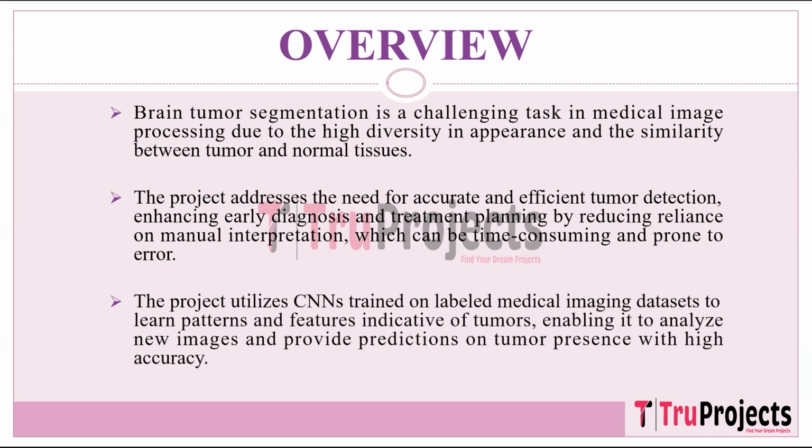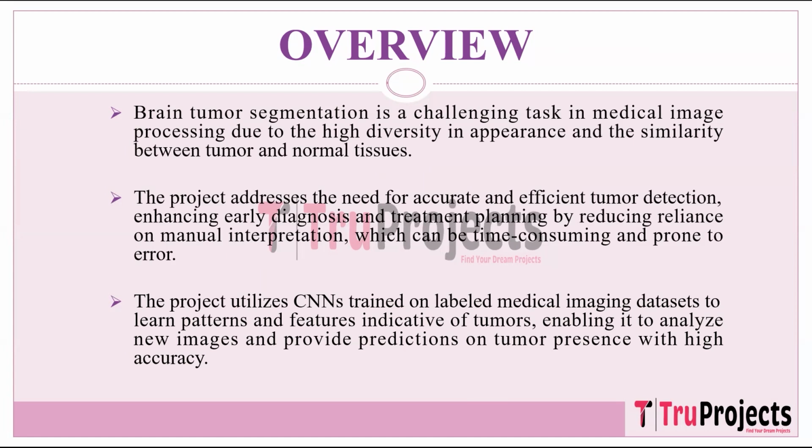The project employs CNN, Convolutional Neural Network, trained on a labeled medical imaging dataset. CNNs are a type of deep learning model specifically designed for processing visual data like images. By training on annotated datasets, the CNN learns to recognize patterns and features indicative of brain tumors. These patterns include variations in intensity, shape, or texture that distinguish tumor regions from normal brain tissue.